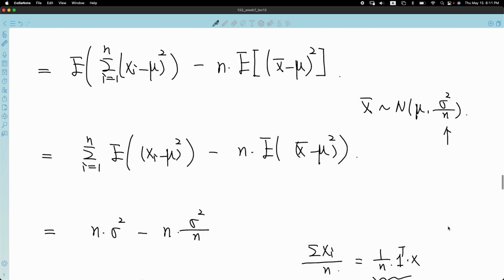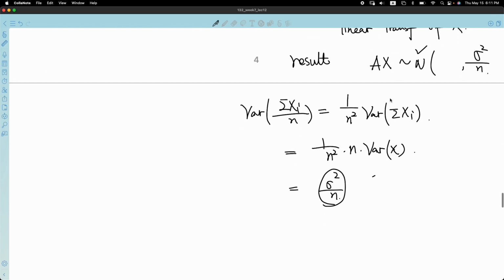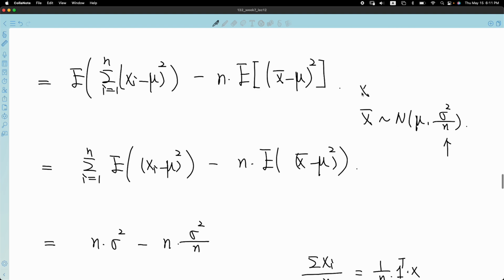Yeah. So the idea, first of all, is that x bar, which is the sum of xi over n, is a linear transformation of a normal random variable. So x bar should also follow a normal distribution, right? That's one result. And the other thing is that the variance of x bar, which is the variance of the summation of xi over n, is equal to sigma square over n. So x itself follows a normal with mean mu and variance sigma square. X bar also follows a normal distribution with mean mu, but the variance is sigma square over n.